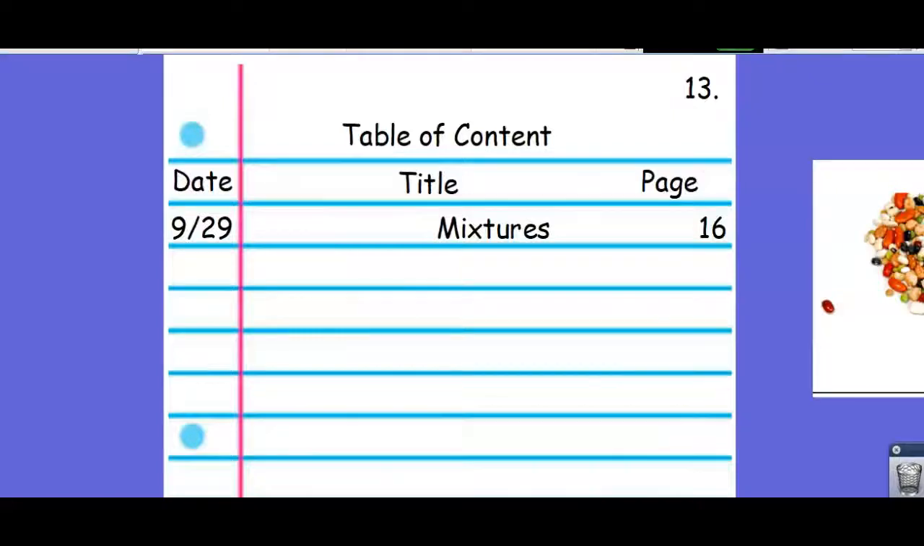Right, here's the science lesson for 929. In the table of contents, you would put mixtures, and it should be about page 16 in that area is what we're going to discuss. And the first thing we discussed is, what is a mixture?